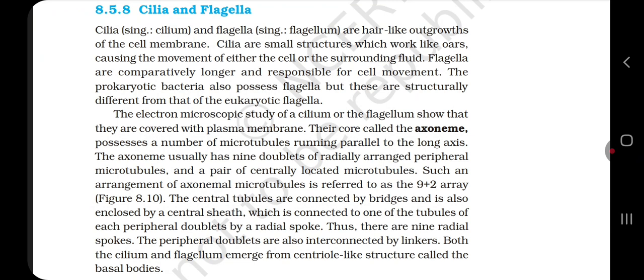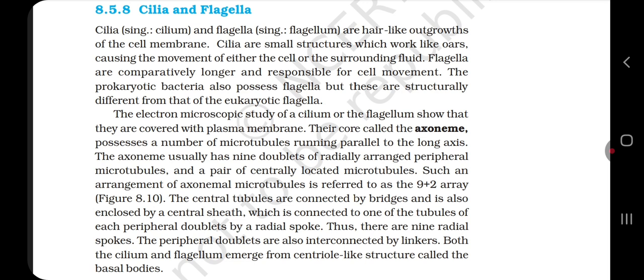8.5.8 Cilia and flagella. Cilia and flagella are hair-like outgrowths of the cell membrane. Cilia are small structures which work like oars, causing movement of either the cell or a surrounding fluid. Flagella are comparatively longer and responsible for cell movement. The prokaryotic bacteria also possess flagella, but these are structurally different from the eukaryotic flagella.